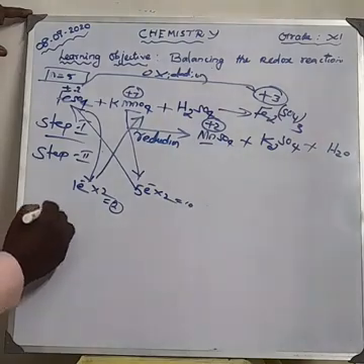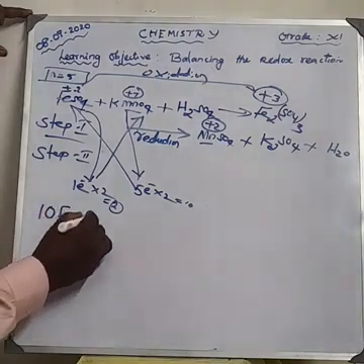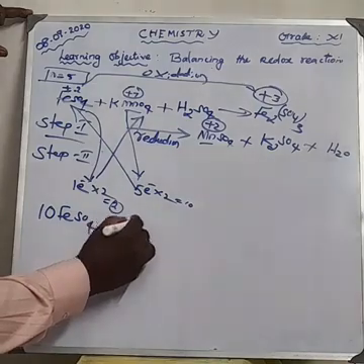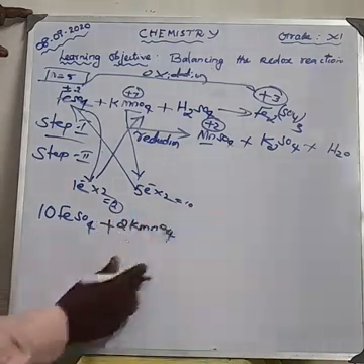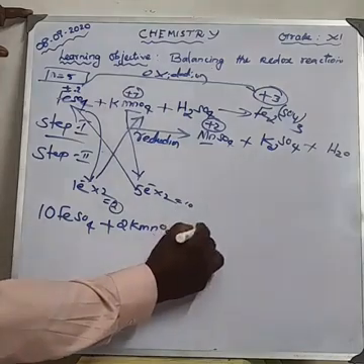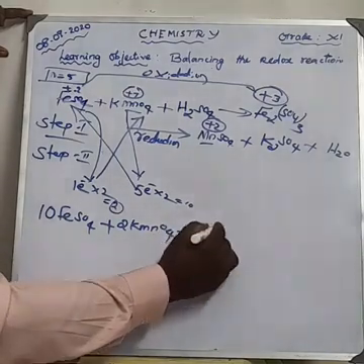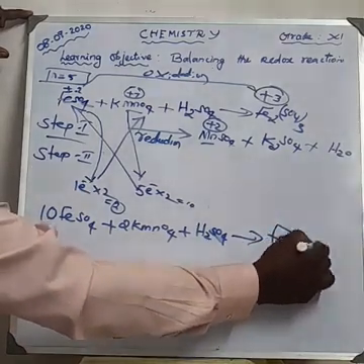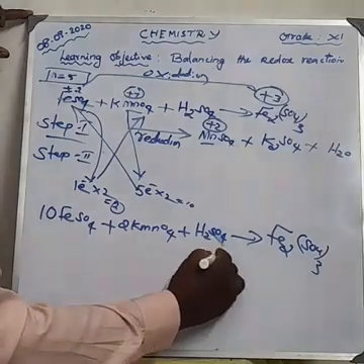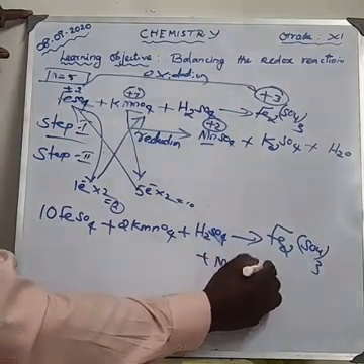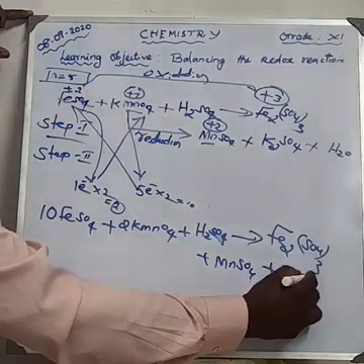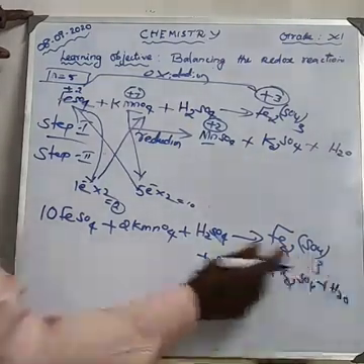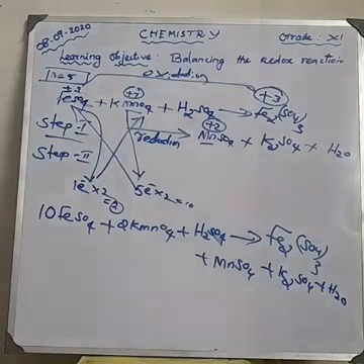Okay, that is 10 FeSO4 plus 2 KMnO4 plus sulfuric acid gives Fe2(SO4)3 plus MnSO4 plus K2SO4 plus H2O. We are multiplying ferrous sulfate by 10 and KMnO4 by 2. Okay, next about the third step.